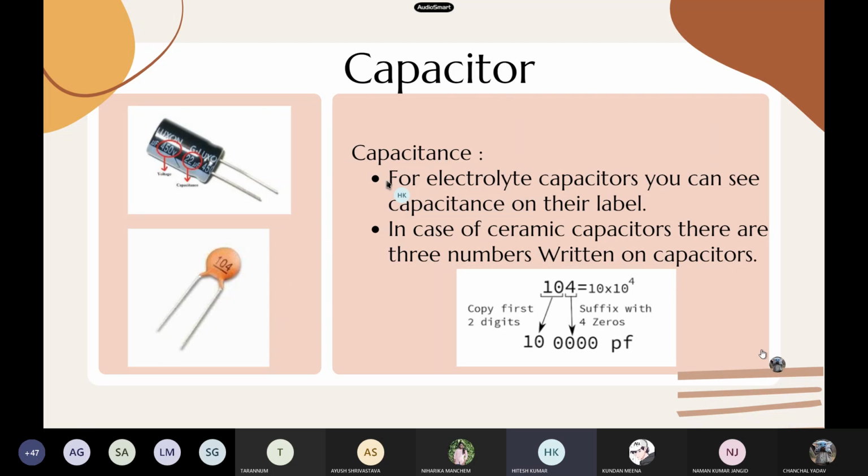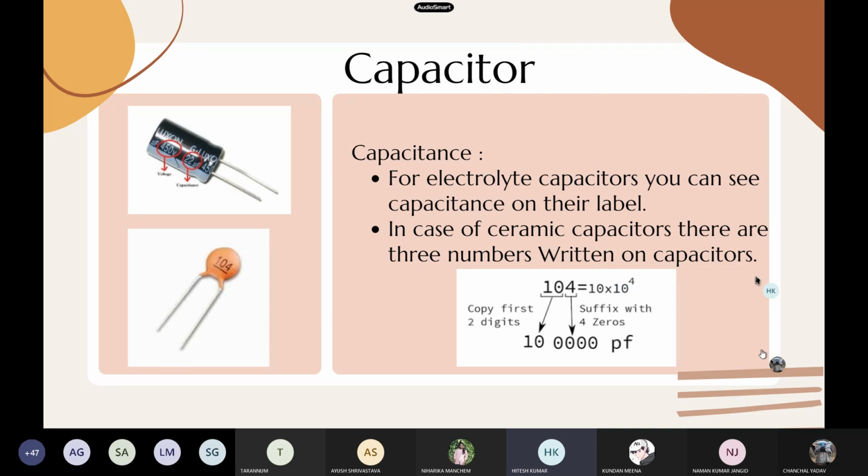For electrolytic capacitors, you can see in this example, these are very big capacitors, bigger in size, so they can easily write capacitance and voltage ratings on themselves. But ceramic capacitors are very small in size, so they are not able to write it on themselves. Ceramic capacitors use a 3-digit code, in which the first 2 digits represent the 2 significant digits and the third digit represents the power of 10. As shown in the example, I think it is sufficient for the capacitor.